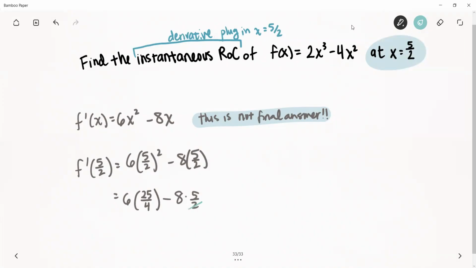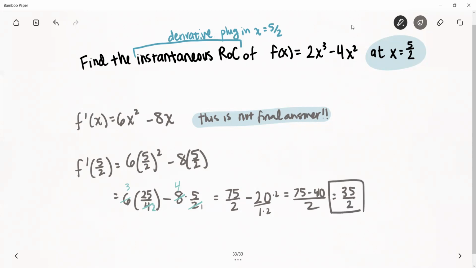I can simplify here. 4. So 3, this will become a 2. So I'm going to get 3 times 25 is 75 over 2 minus 4 times 5, because that's 20 over 1. And I can simplify this pretty easy, because if I multiply both of these by 2, I'll get 75 minus 40 over 2, which is 35 halves. Then I'm done.